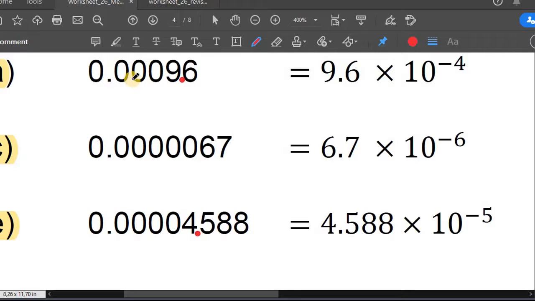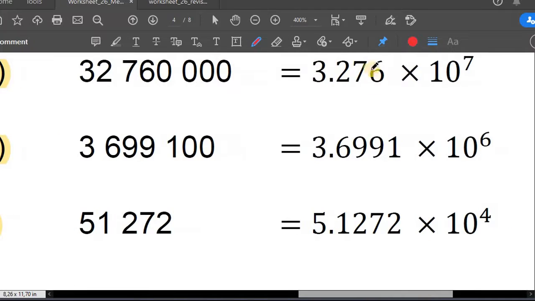Now I need to move. Let's count. 1, 2, 3, 4, right? So that's why I put my -4. So you can remember, if you're moving this to the right, 1, 2, 3, 4 to the right, you can put a negative there, right? That's a manual method you can use.